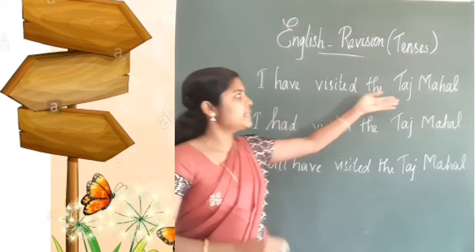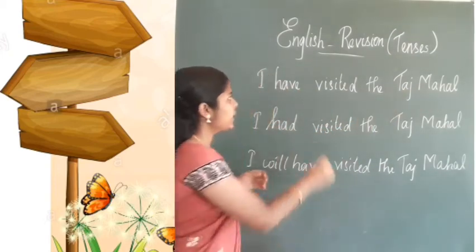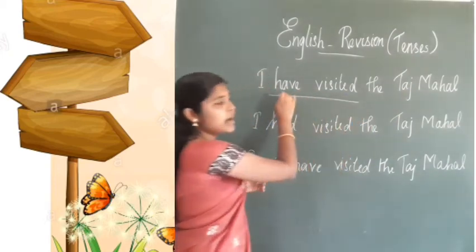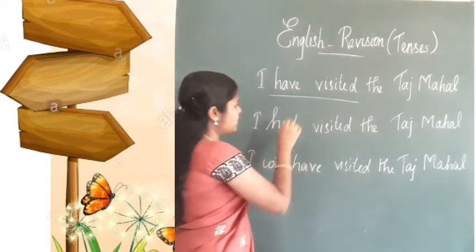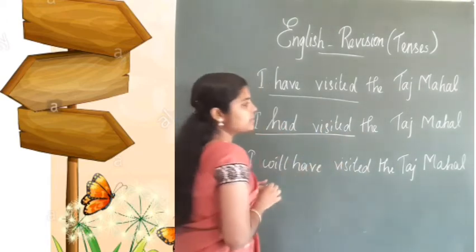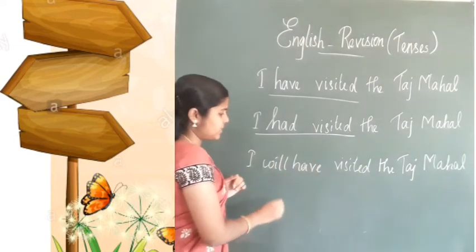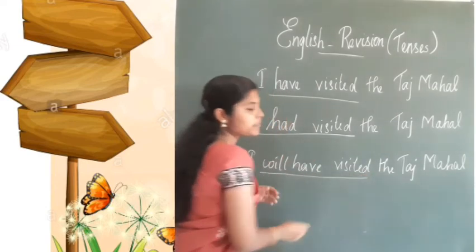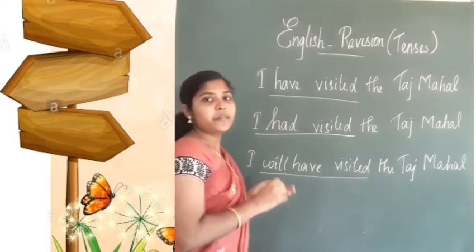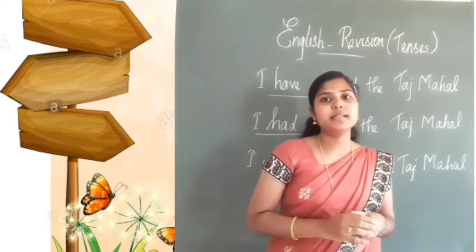Now look at this example. I have visited Taj Mahal. I have visited. This is present perfect tense. I had visited Taj Mahal. This is past perfect tense, and I will have visited is indicating future perfect tense. Is that clear?